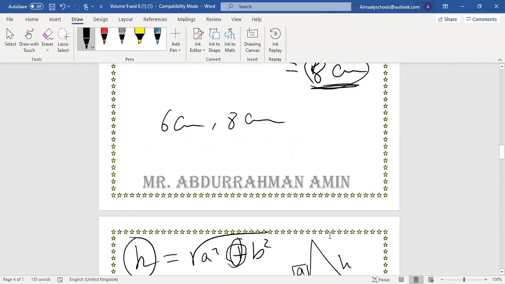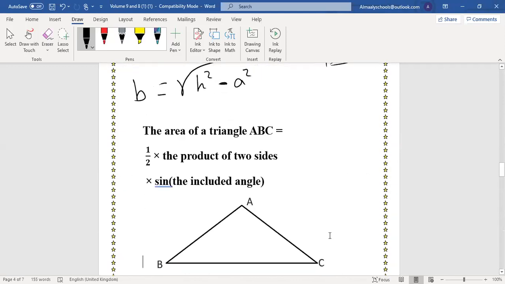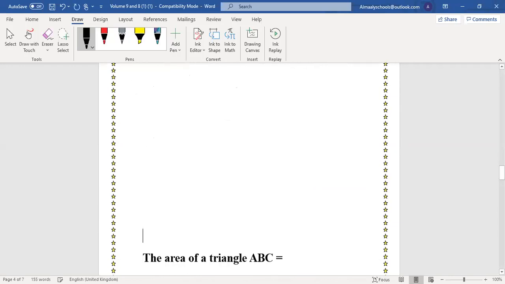We will use 6 and 8 to calculate the area of the triangle. Do you remember the area of a triangle equals what? Half base times height.